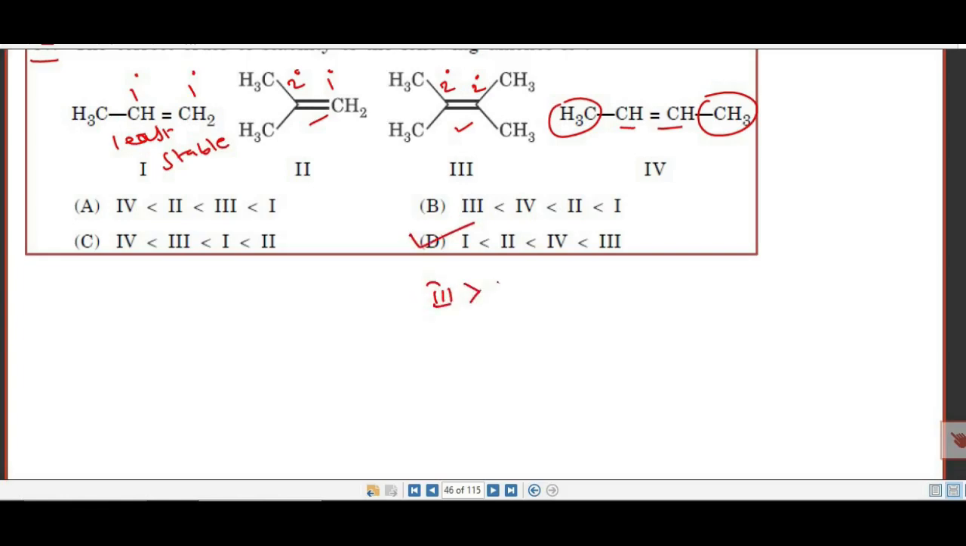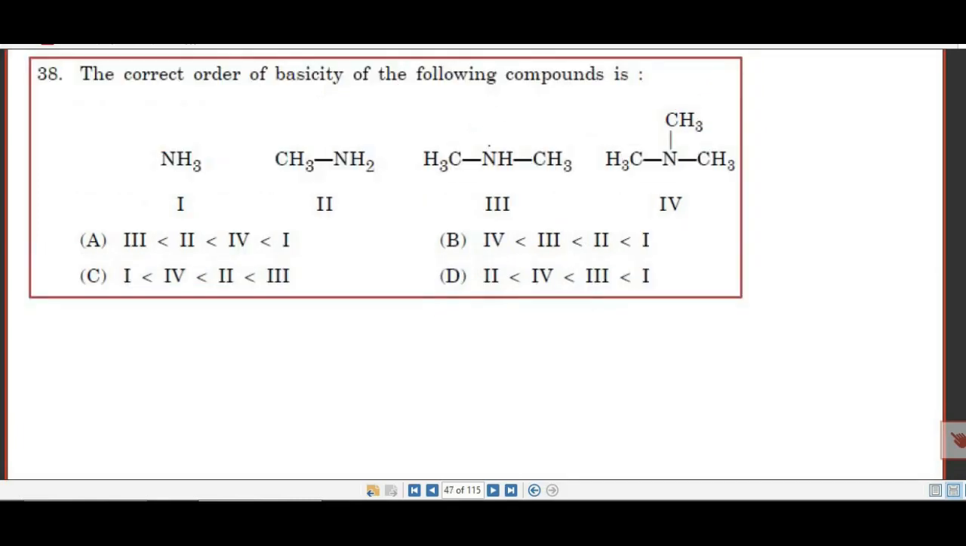3 is more stable than 4. 4 is more stable than 2. 2 is more stable than 1. Correct the order of basicity of the following compounds.